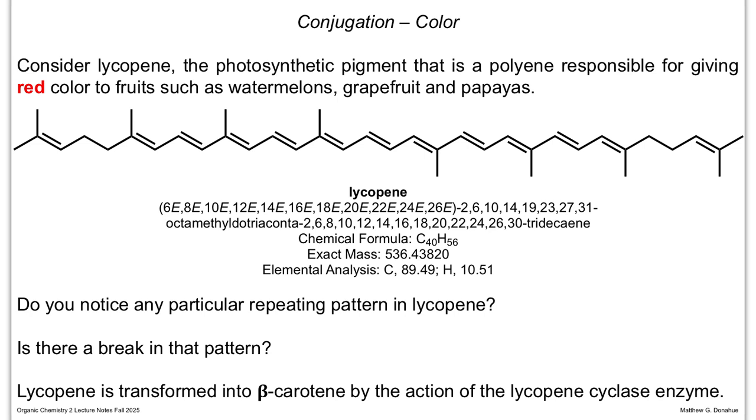So lycopene is a naturally occurring pigment that gives the red color to fruits, like watermelon, grapefruit, papaya. Just take a look at that structure. I have the molecular formula here. You see that, C40H56.